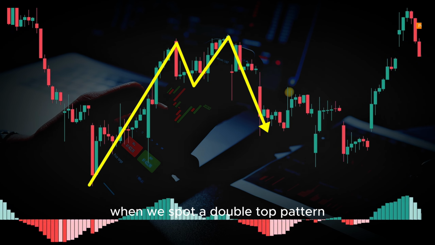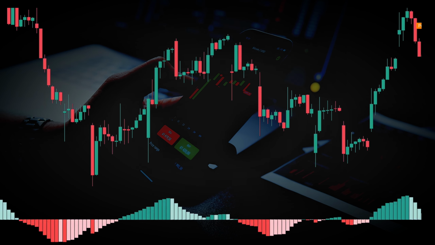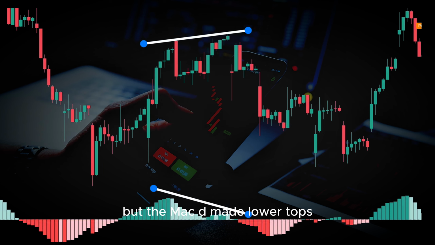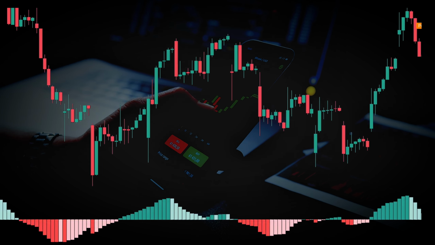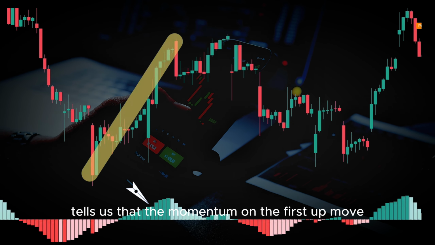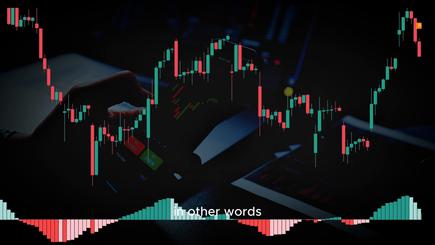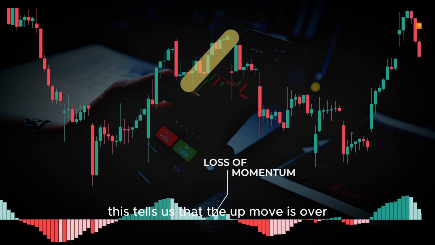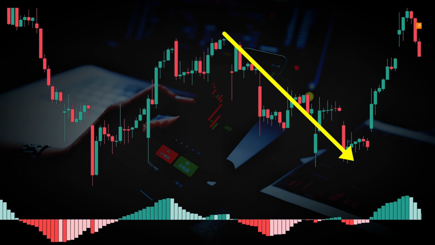When we spot a double top pattern, look over to the MACD for divergence. Now that we see the price made higher tops, but the MACD made lower tops, this is a bearish divergence. This divergence on the MACD tells us that the momentum on the first up move was way higher than the second move. In other words, the price has lost momentum coming into this move. This tells us that the up move is over, and there is a high chance of reversal.